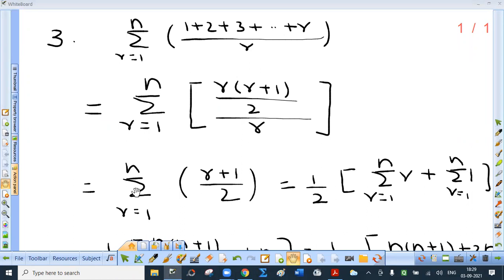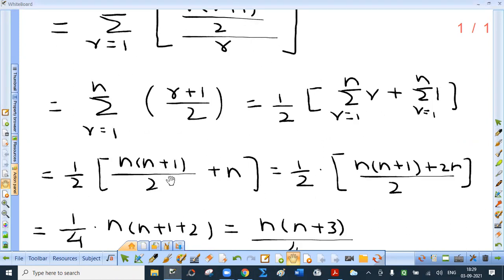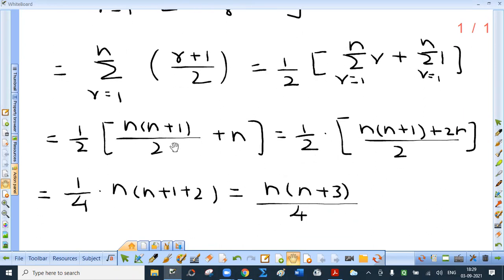Now 1 by 2 outside sigma. Sigma of sum is sum of sigmas. What is sigma r? N into n plus 1 by 2. What is sigma 1? N. Here the sequence part is over. What is important is now simplification. LCM is 2, then take n common and so on to get final answer as n into n plus 3 by 4. Next one is similar, but still we'll solve this here only.